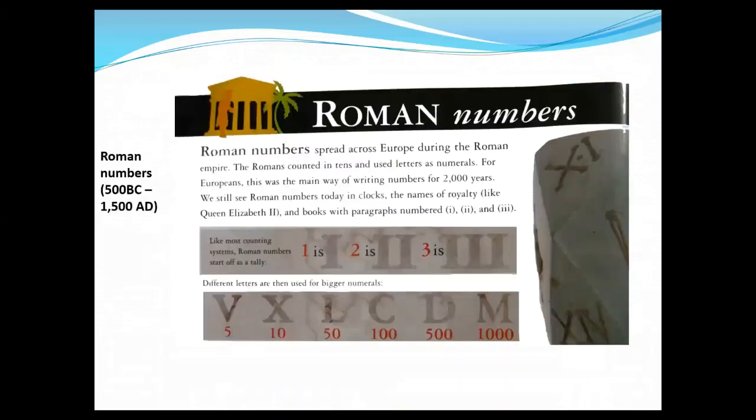Okay, and for Roman numerals, you're familiar with this. It was discussed during our elementary days, or probably in kindergarten days. So we use letters to represent numbers. V for 5, X for 10, L for 50, C for 100, D for 500, and M for 1,000. And for 1, we have I.